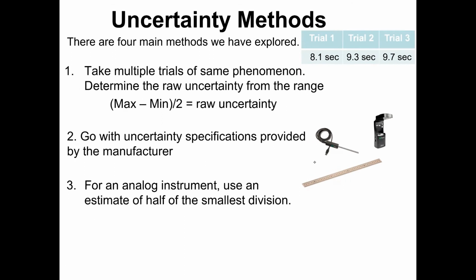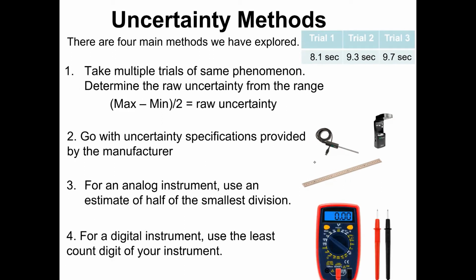And finally, one of the ways we've talked about is if I'm using a digital instrument and I don't have manufacturer specifications, then using what's called the least count digit on your instrument is acceptable. In this case, the multimeter is reading, let's say, a voltage. It's reading to the 100th place on the volts, so I would say whatever that reading is would be plus or minus 0.01 volts.